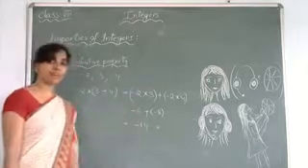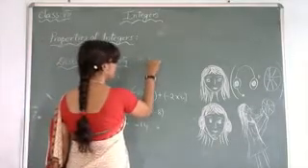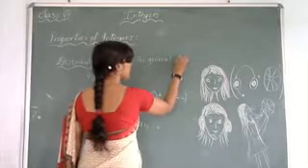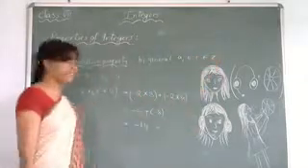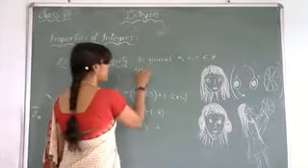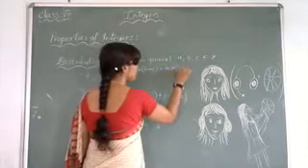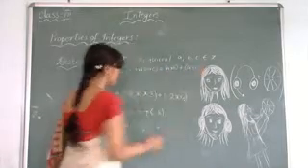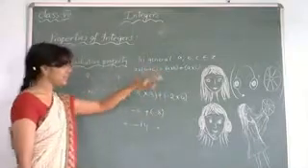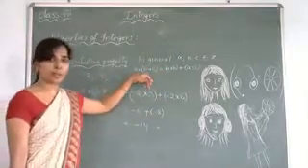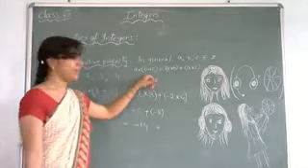What is the general form of the distributive property? In general, A, B, C are integers. Then A into B plus C is equal to A into B plus A into C. So whatever process we did here, that one only we are writing here. This is the general form of the distributive property of multiplication over addition.